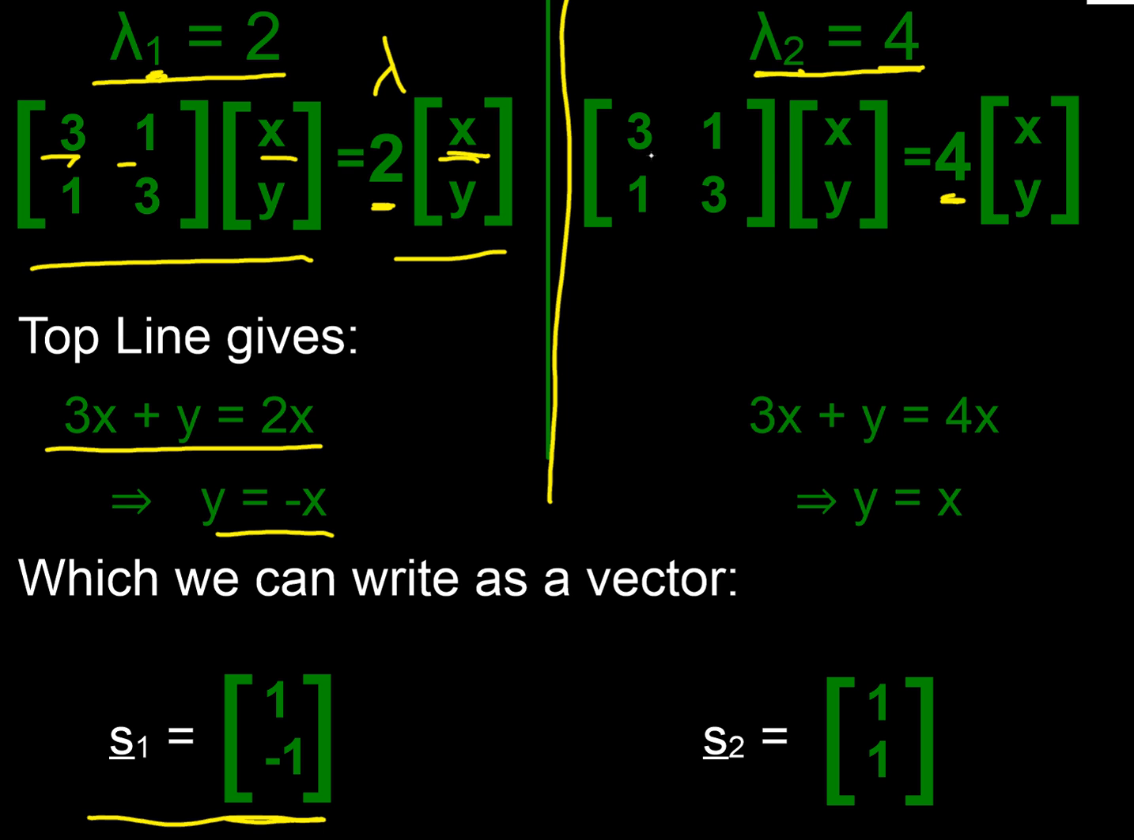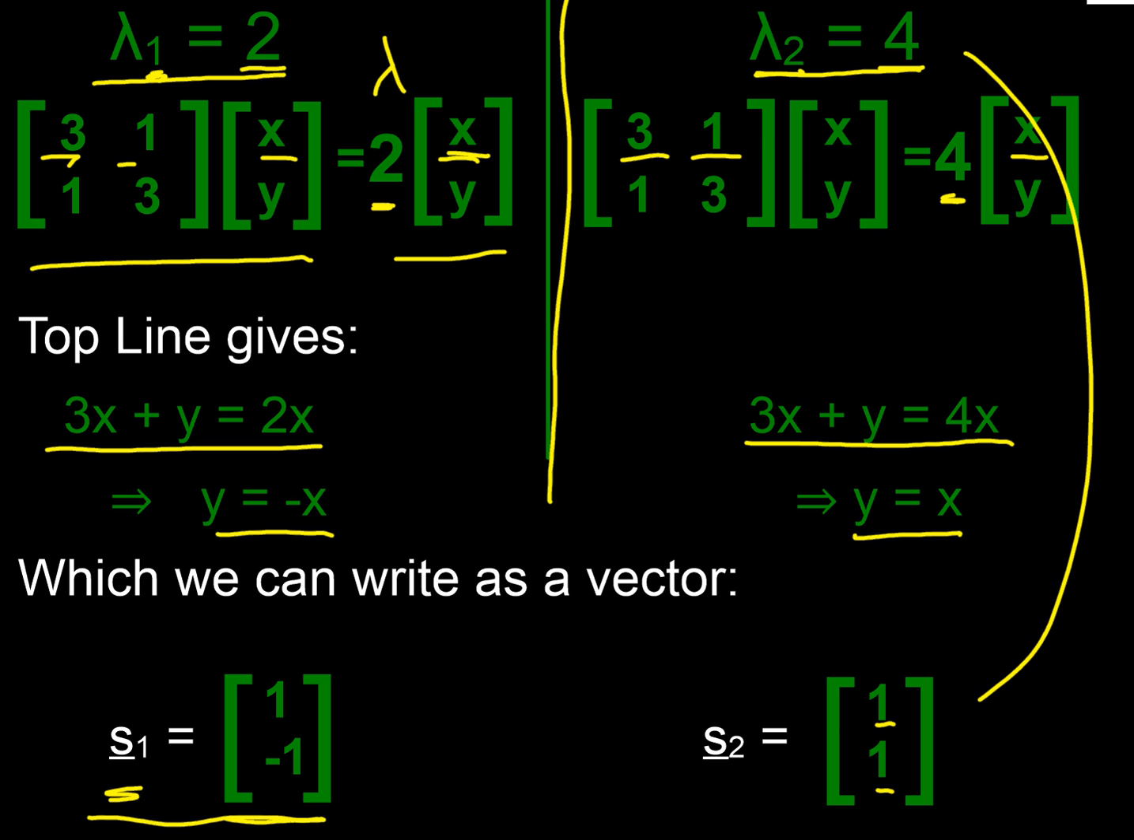Looking at my top line again, 3x plus y equals 4x. Yeah, so I've written it there, and a bit of cancelling out here, we find that y equals x. So again, if I write this in vector form, if x equals 1, then y is going to equal 1 as well. So I've got a nice 1, 1 vector there. And these are in pairs, as you can see. Lambda 1, where lambda equals 2, is paired with S1, the vector 1, minus 1. And on this side, lambda equals 4 is paired with the vector 1, 1.